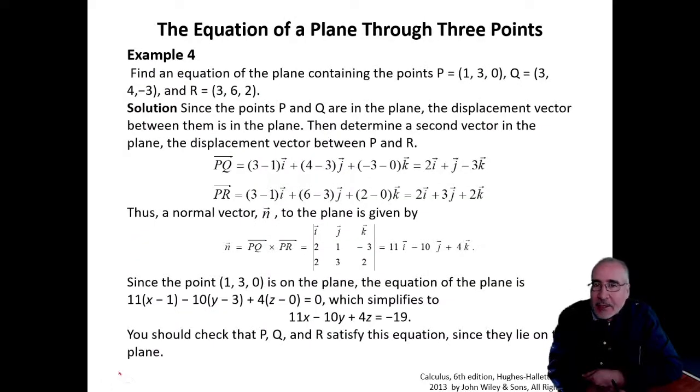Now, finding the equation of a plane through 3 points. If we've got 3 points, what we do is we turn them into 2 vectors, and notice they both start at one of the same points. Again, you could probably change this.